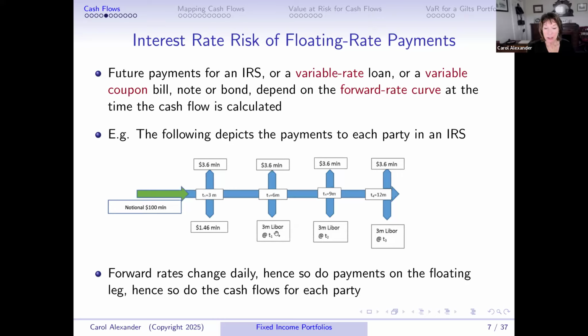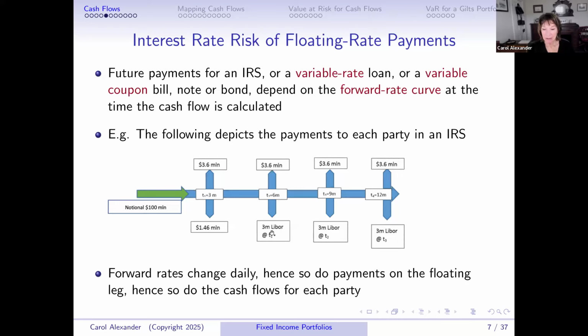But at this point in time, we're going to take the SONIA curve. It used to be LIBOR, and this is an old diagram. And so we look at the SONIA rate at 3 months. And so it's the 6 month forward, 3 month SONIA. And here we have the 9 month forward, 3 month SONIA, and the 12 month forward, 3 month SONIA. Those are the forward rates. So each forward rate has a term or maturity and a tenor.